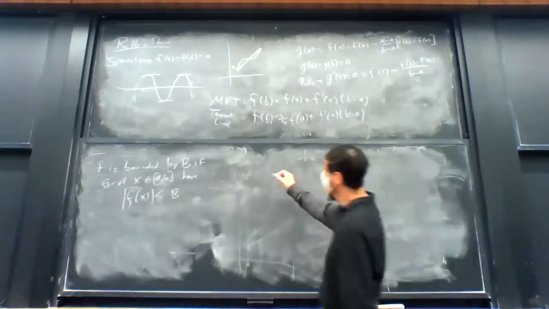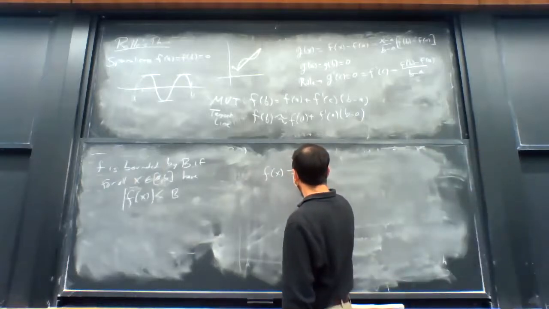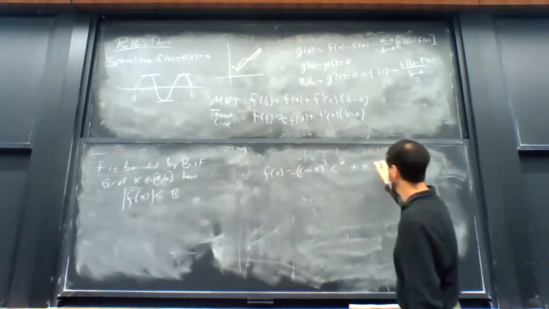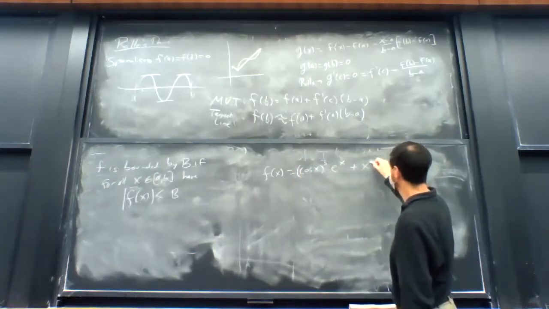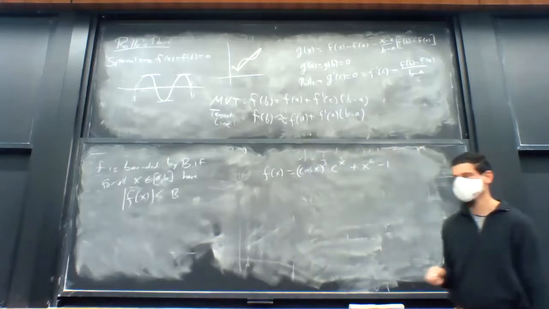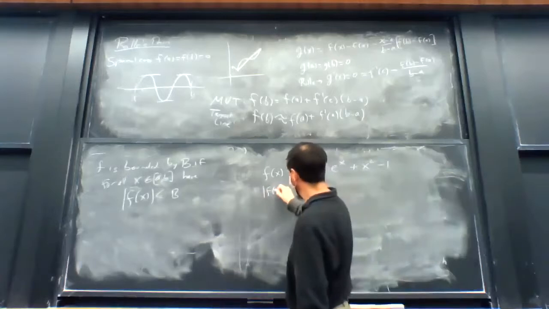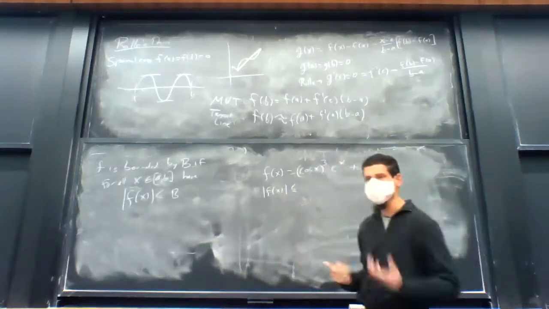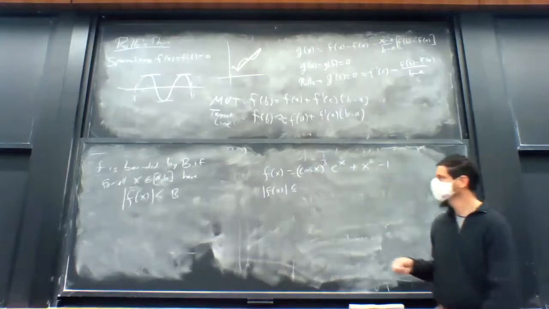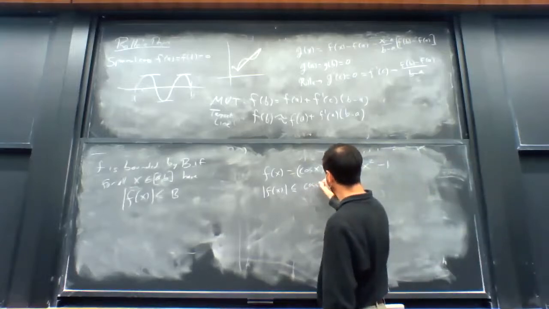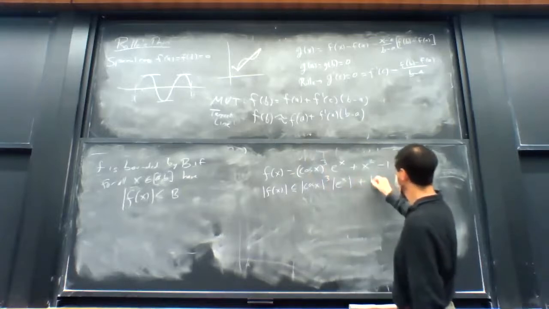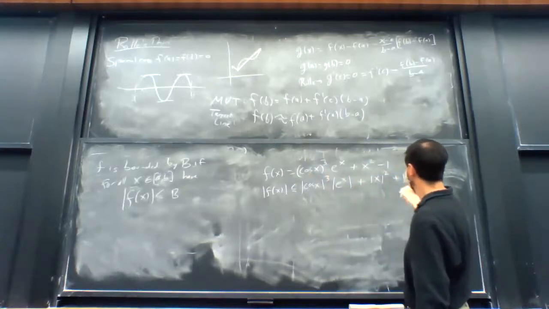Let me say I give you the function f of x is cosine of x cubed times e to the x plus x squared minus 1. And I want to see, is this function bounded? Well, if I take absolute values, the absolute value of a sum is less than or equal to the sum of the absolute values. I lose the possibility for cancellation. So this would be less than or equal to the absolute value of cosine of x cubed times e to the x plus the absolute value of x squared plus 1.